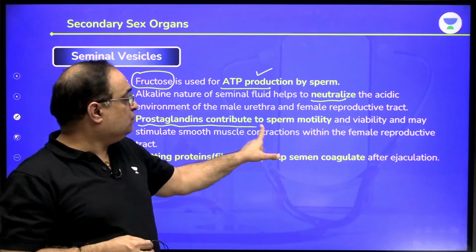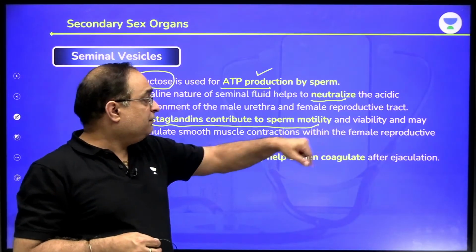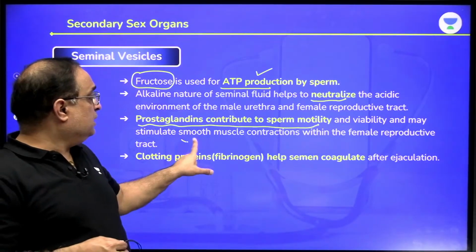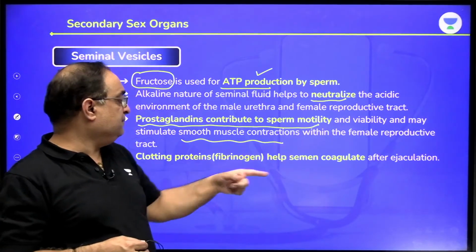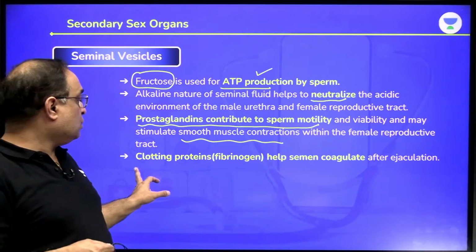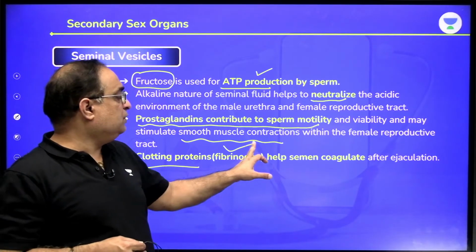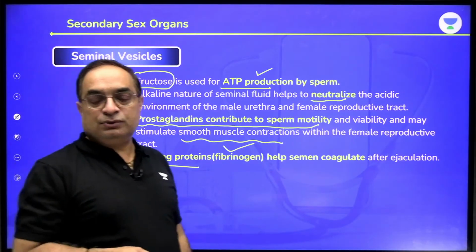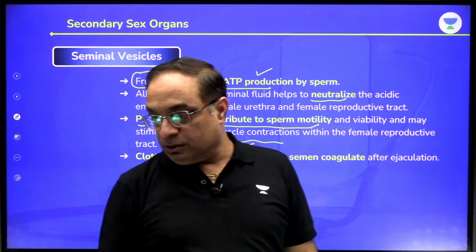Prostaglandins contribute to sperm motility and viability and also stimulate smooth muscle contraction within the female reproductive tract. And in clotting proteins, what is there? Fibrinogen, that helps the semen to clot after ejaculation.